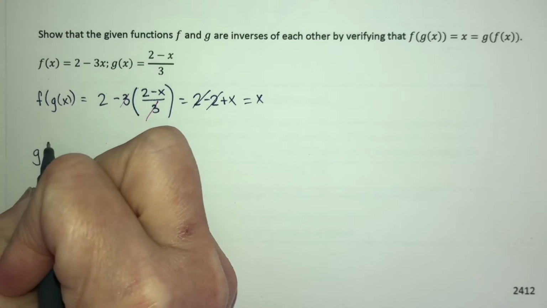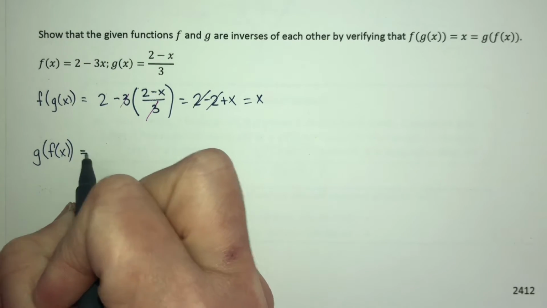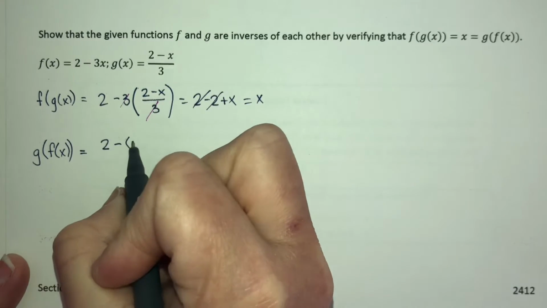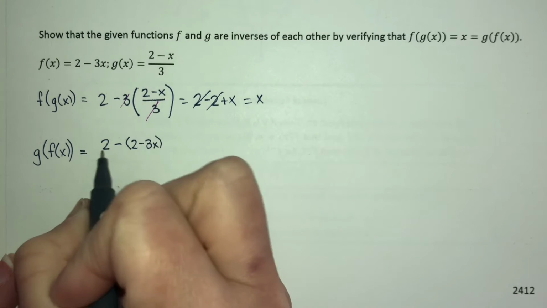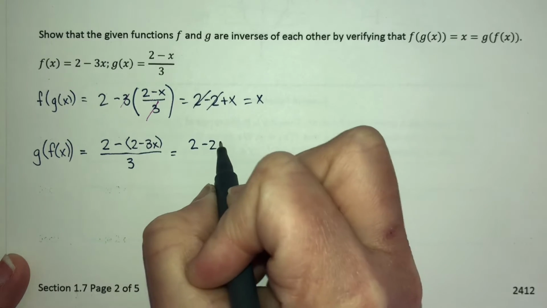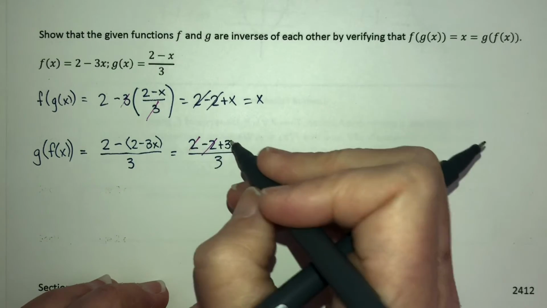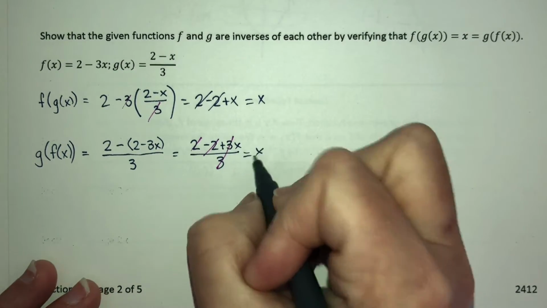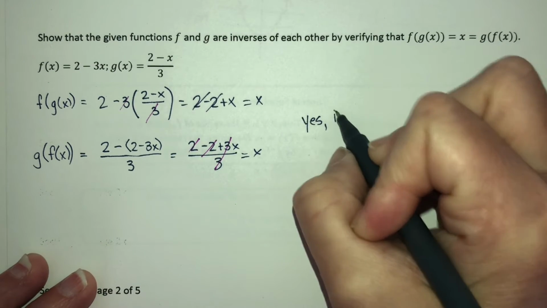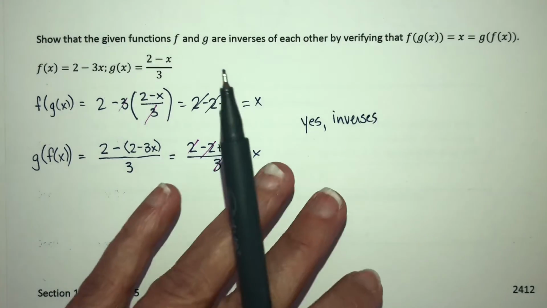Now let's do g of f of x. So this would be 2 minus f, and I need to use parentheses because there's a minus, so 2 minus 3x over 3. So this is 2 minus 2 plus 3x over 3. The 2's cancel, then the 3's do, and you get x, and these are inverses. Okay?